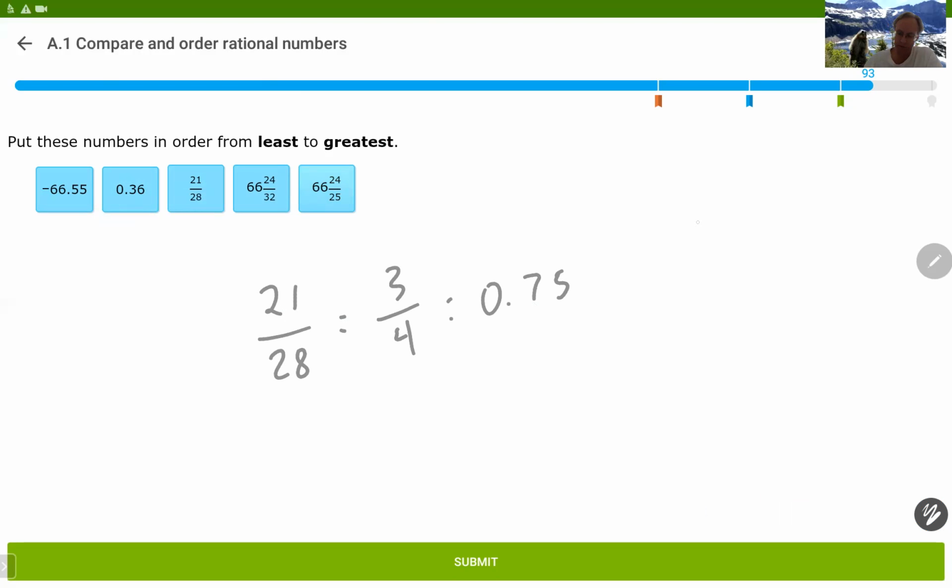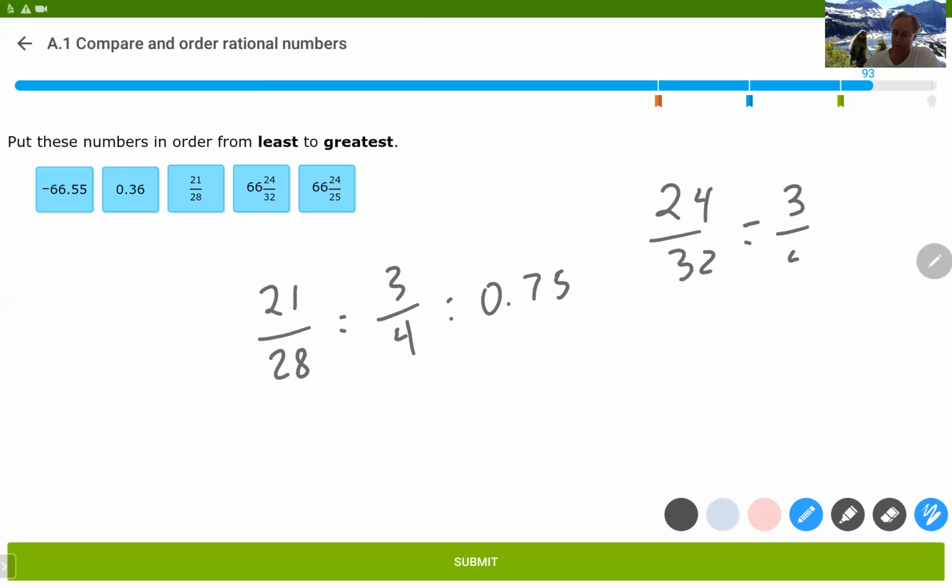Now the 24 over 32, let me show you another way to do this. I want to be careful when you get near the end, because we do want to get our 100. 24 over 32 divided by 8 is 3 over 4. So this is 0.75. And 24 out of 25 is almost 25 out of 25. It's just missing 1. So this is 0.96. Take a look later and see what I did.